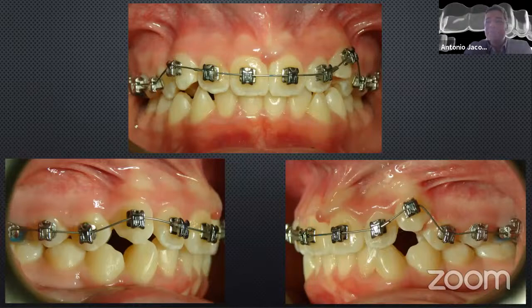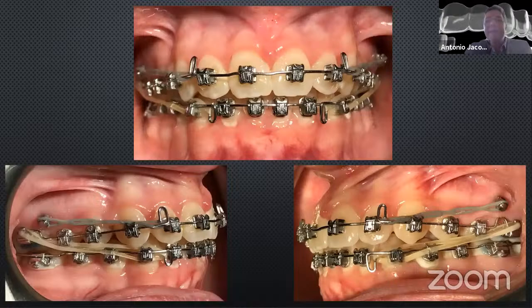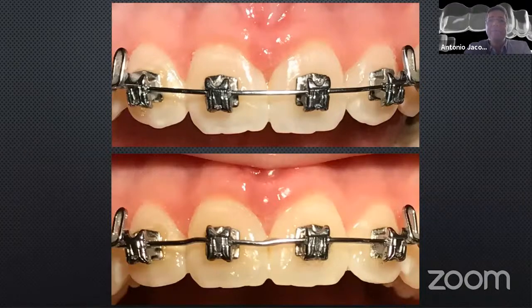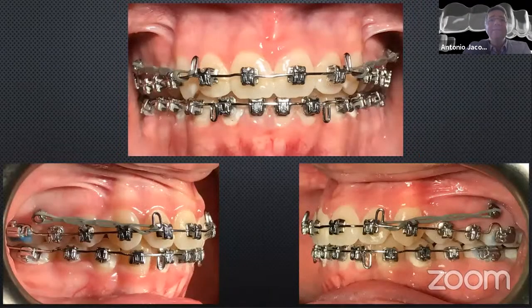Okay, so I was just bringing the canine back with the passive self-ligation brackets, and at the end I have used 2 mini implants just to reduce the bite protrusion, using a little bit of interproximal stripping to get more space and bringing these teeth in a proper position. And then at the end we have some finishing bands, and this is the final result.